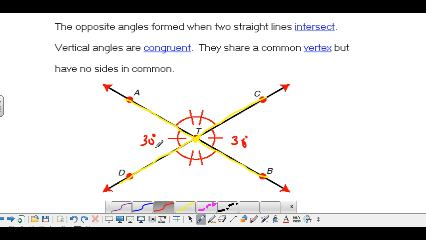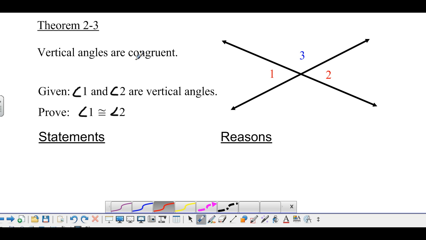And then we know that these two have to add to 180 since this is a straight angle, so these two angles are supplementary. That would make this angle 150, and then the same thing over here. If this is 30, this angle would have to be 150, and so we can see that the other vertical angle pair as well is congruent. So we actually have a theorem that says vertical angles are congruent, and we're going to take a look at a proof of this right now.